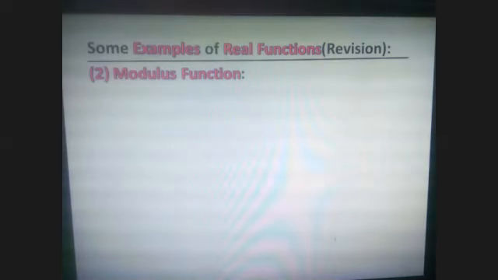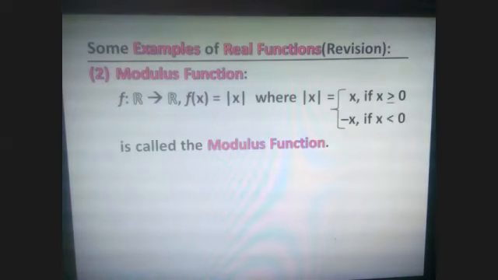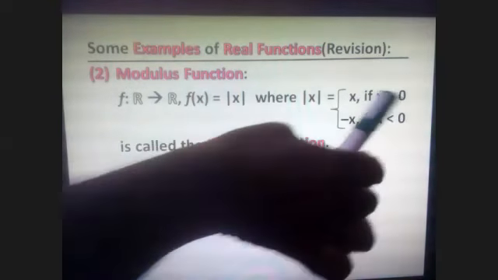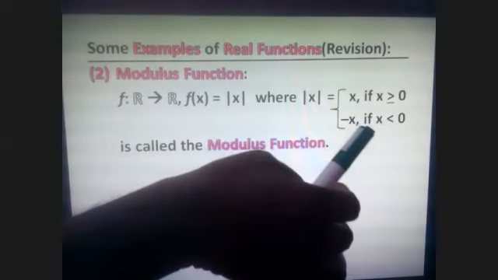Modulus function. You know what the modulus function is? f from R to R, f(x) equals mod x, where mod x is, remember, x if x is more than or equal to 0, and minus x if x is less than 0.